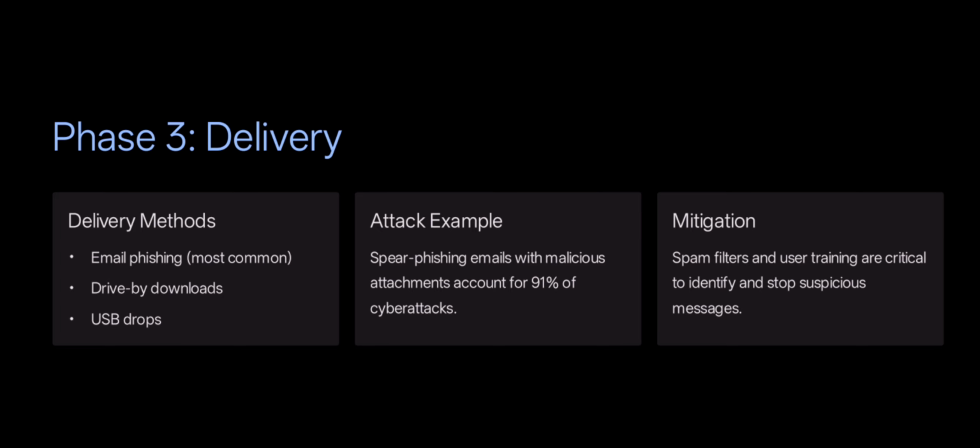Defensive measures for the delivery phase. Preventing successful delivery is critical in stopping attacks early. Here are several defenses that can mitigate the risks associated with the delivery phase. 1. Strong email security and filtering. Spam filters. Implement strong email filtering solutions to block emails containing suspicious attachments or links. Advanced threat protection. ATP systems can analyze email attachments in a sandbox environment to determine whether they are malicious before they are opened by the user.